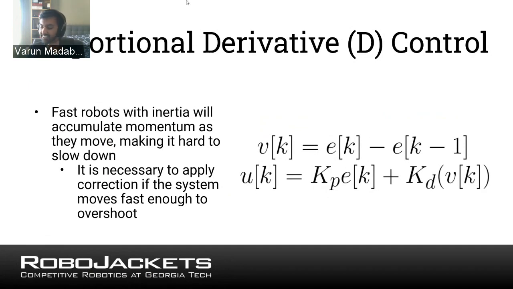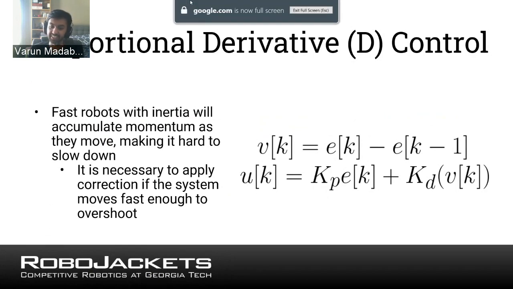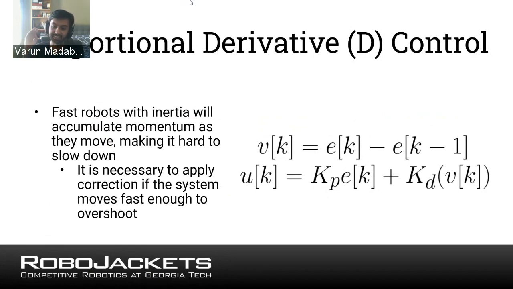Or alternatively, if your robot is sitting still and you hit it and it causes it to jolt, you want to apply a fast correction in the opposite direction related to the fact that it's been jolted at a high speed. And that's derivative control. So here we have introduced another variable v, which is going to be the difference between the error and the previous error.